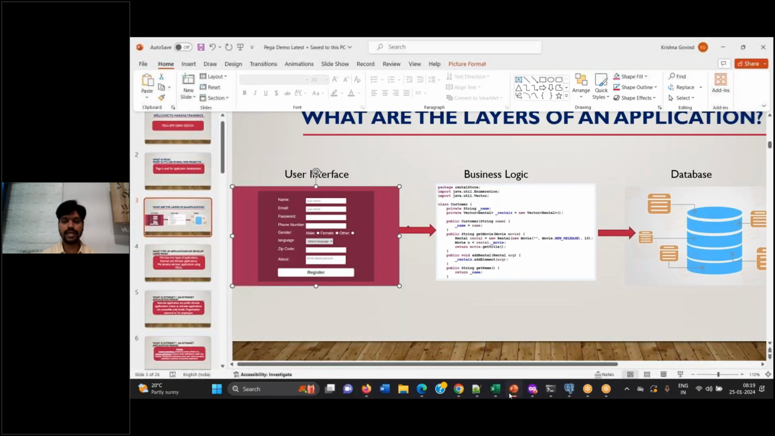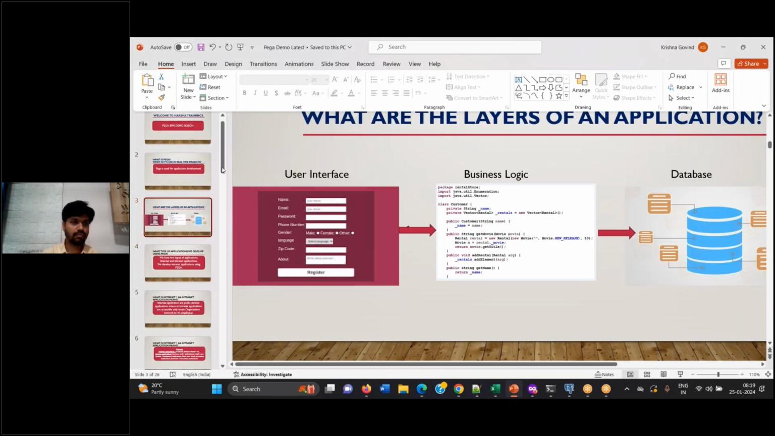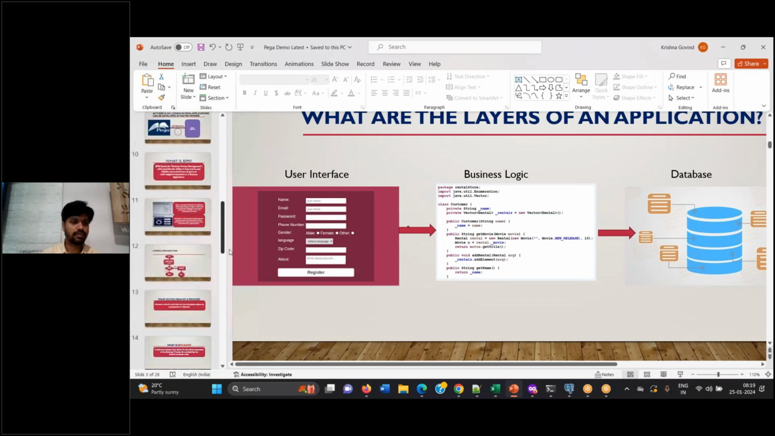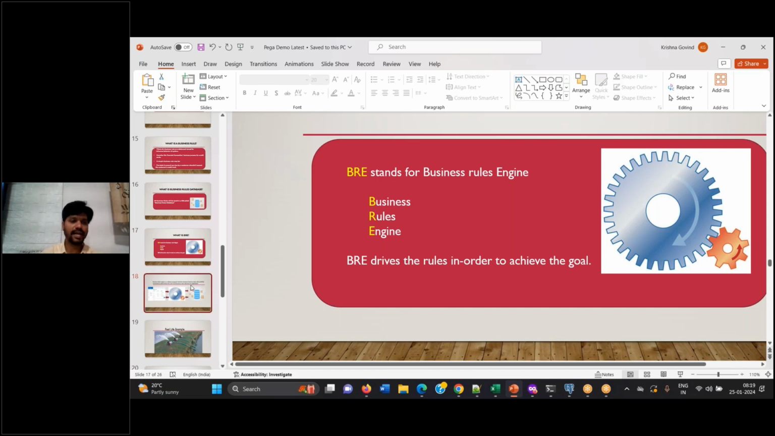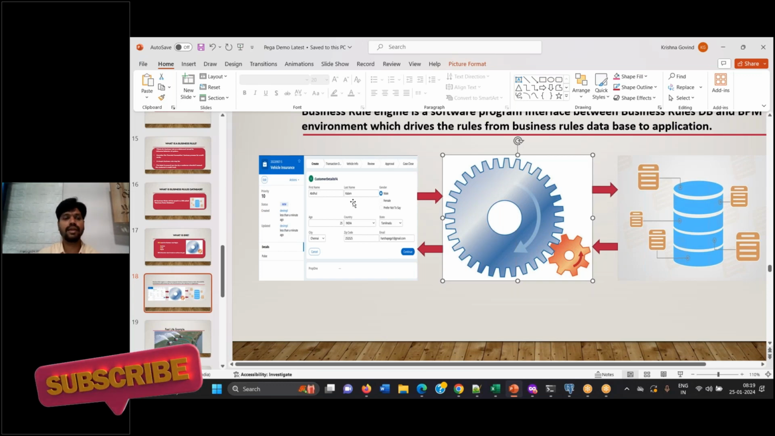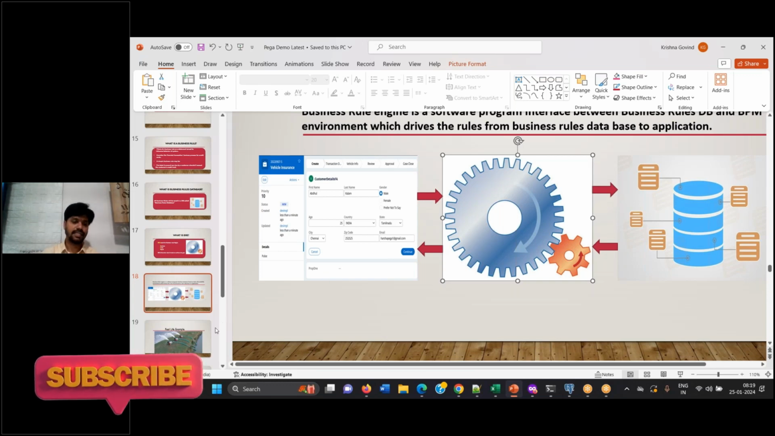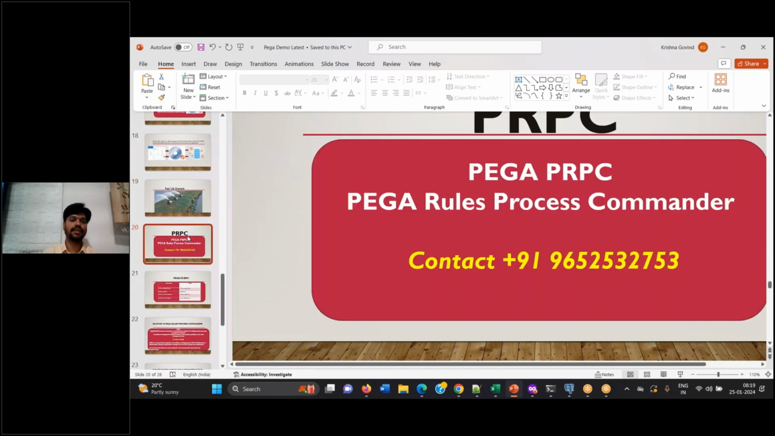Okay, now look here. This is where we are. Not here, scroll down. Here, business rules engine. This diagram makes sense now. Application, business rules database, and in between, what is there? The business rules engine drives the business rules from the database to the application. To and fro will be there. This example diagram I have also kept. Okay, next you see here.